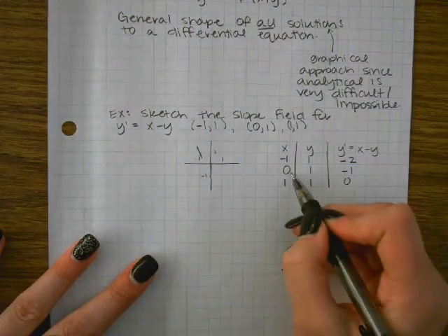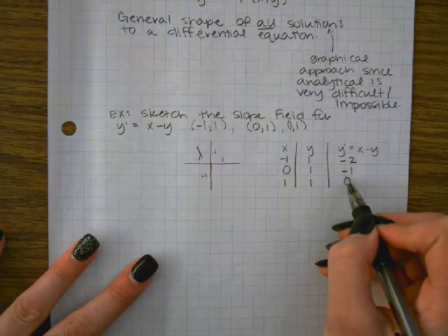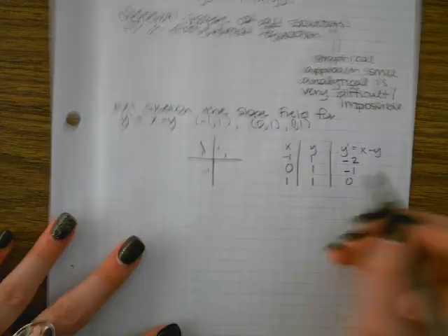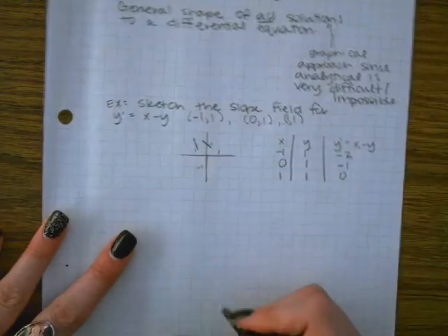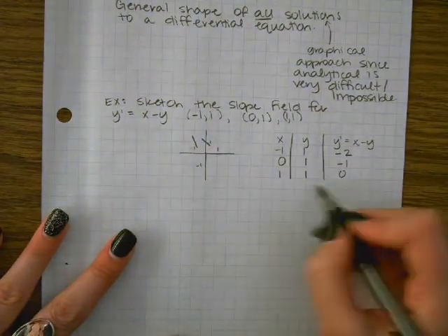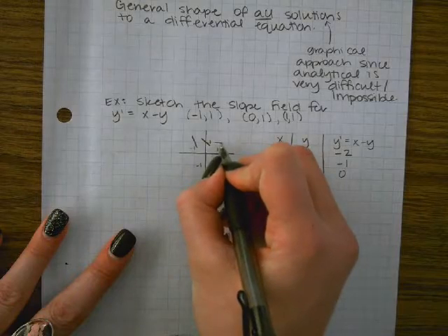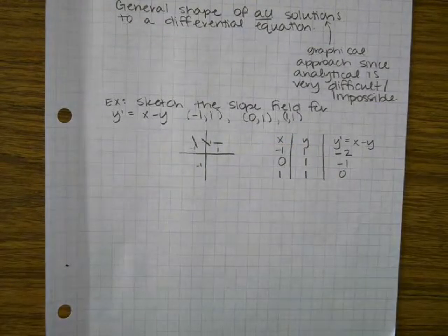At the point 0, 1, we have to draw a line segment that looks like it has a slope of -1. Is it going to be more steep or less steep? Less steep. So at the point 0, 1, slope of -1. And then at the point 1, 1, we have a slope of 0. Flat, that's perfectly horizontal. So you can see the changes.